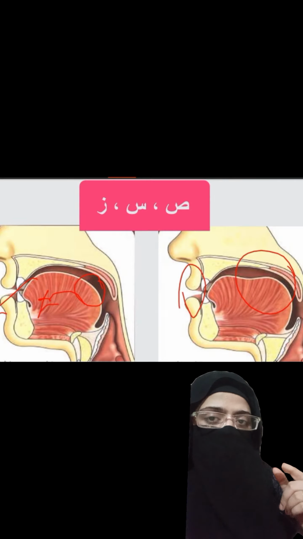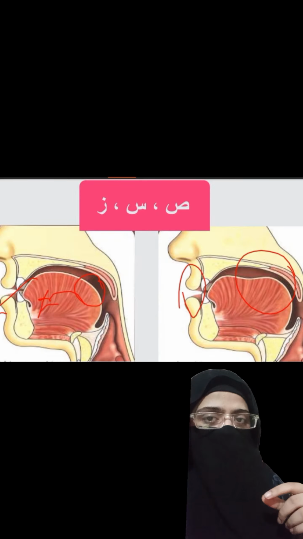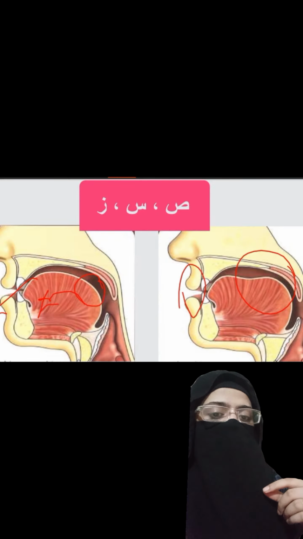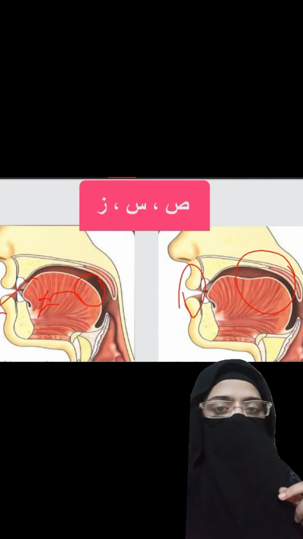Tip for anyone: feel the vibration in your throat while saying za, za, za. So the vocal cord is vibrating.